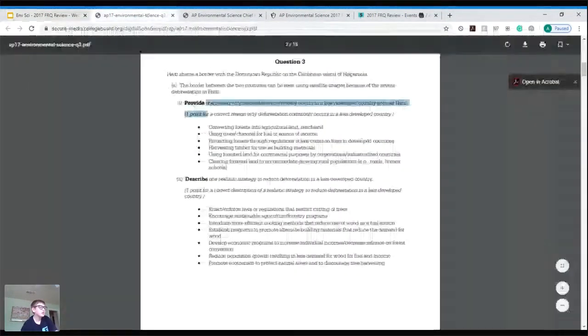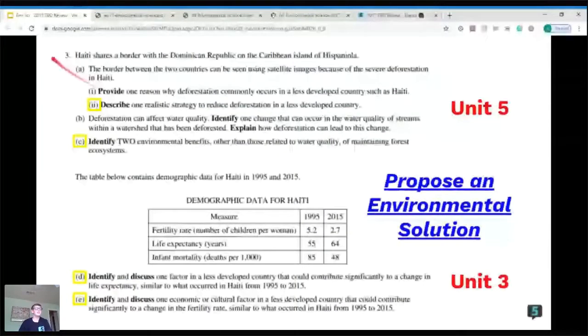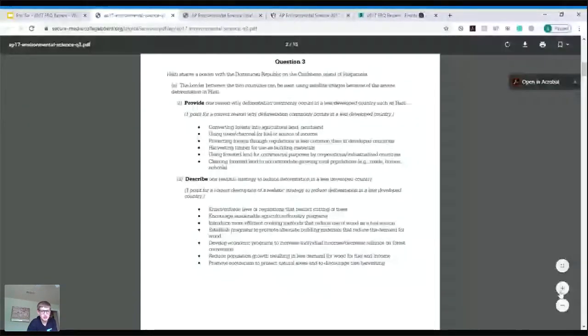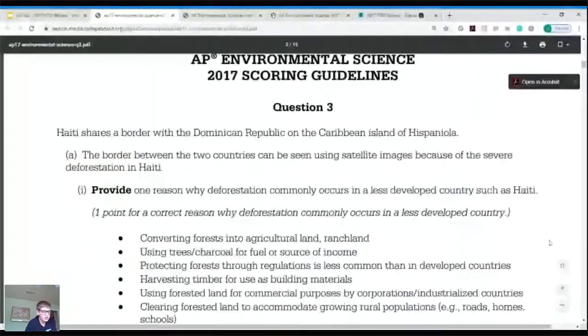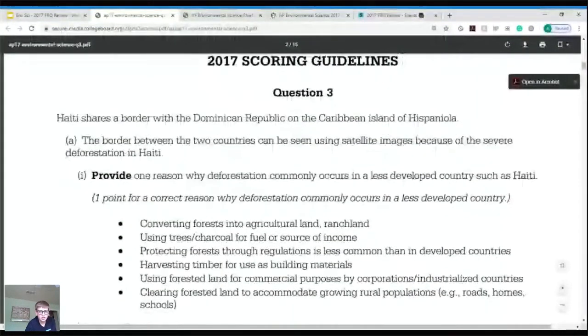But yeah, so now that we've tried to answer part A together, let's look at the rubric for the College Board. So here's me zooming in so you guys can actually read it, because I know that my Wi-Fi isn't great, so your picture's probably blurry. So, provide one reason why deforestation happens.